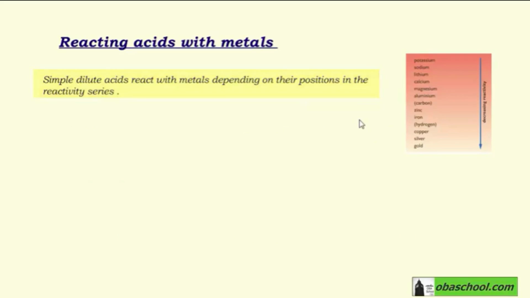In this table, we have the metals and how they're classified according to their reactivity series. These metals react with dilute acids depending on their positions. Why?